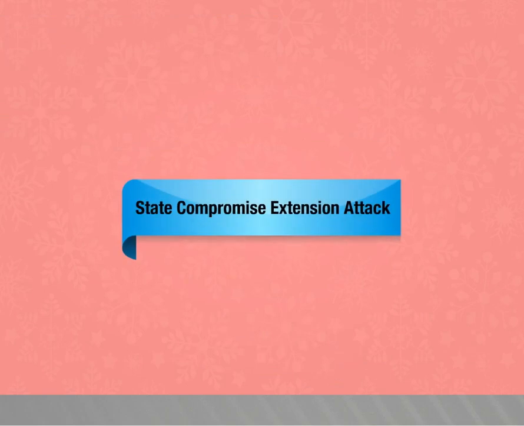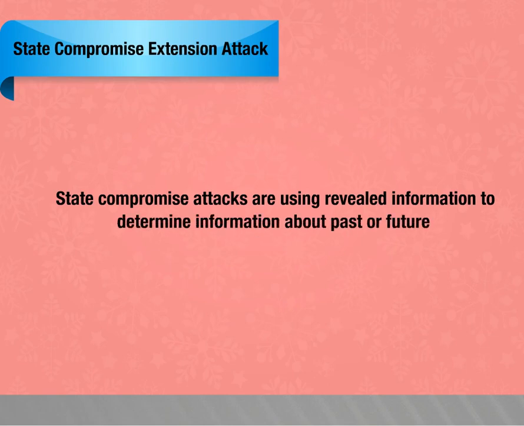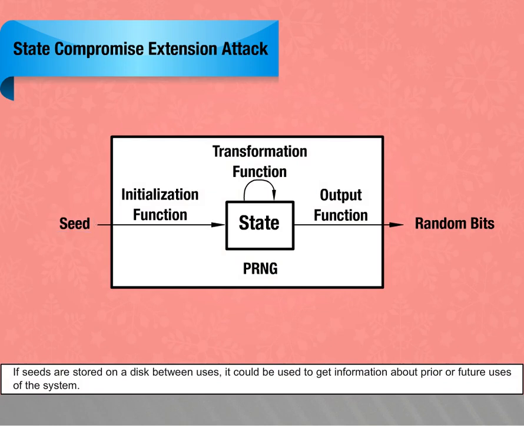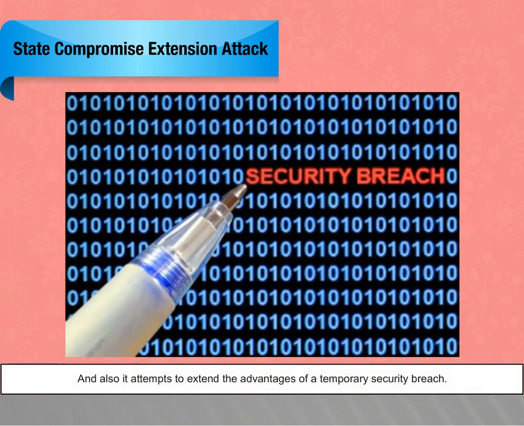State compromise extension attack. State compromise attacks are using revealed information to determine information about past or future states of the PRNG. If seeds are stored on a disk between uses, it could be used to get information about prior or future uses of the system. Alternatively, if the system uses a predictable seed, these methods could be used to gain information about the later outputs of the system. And also, it attempts to extend the advantages of a temporary security breach.